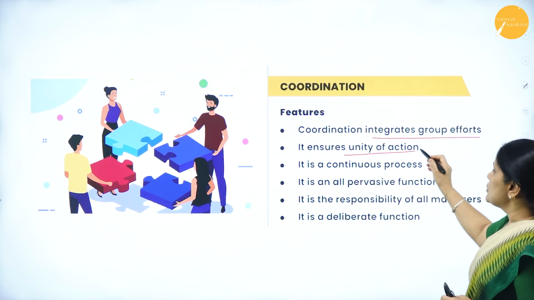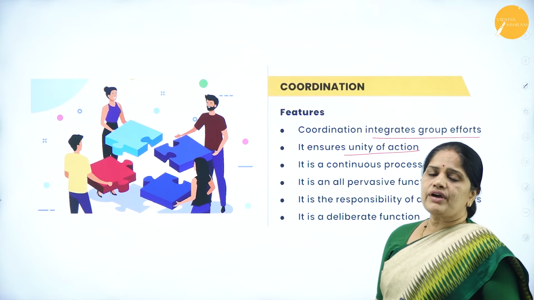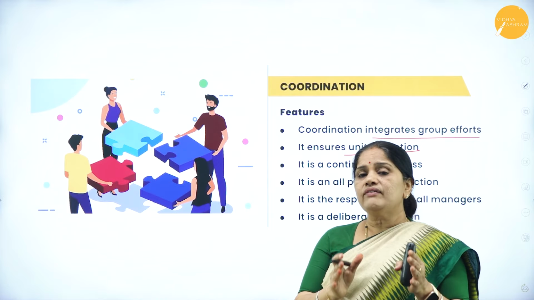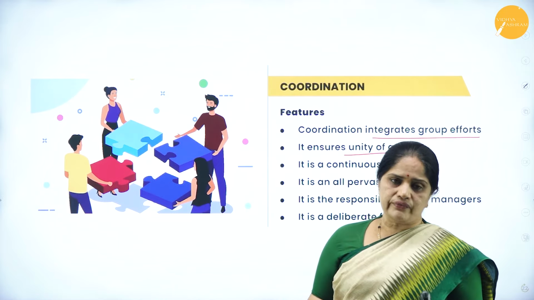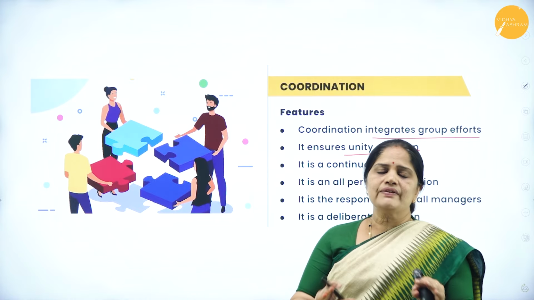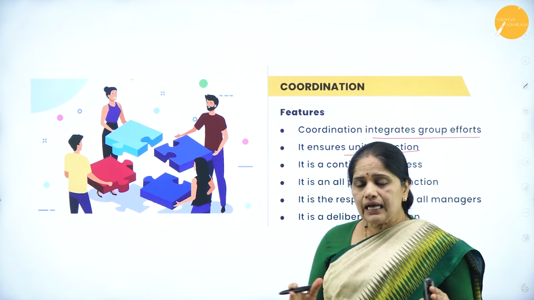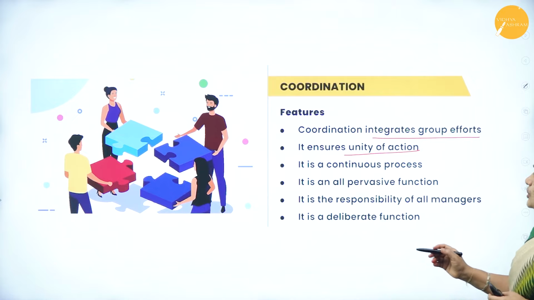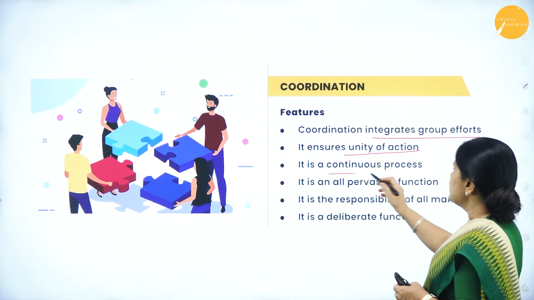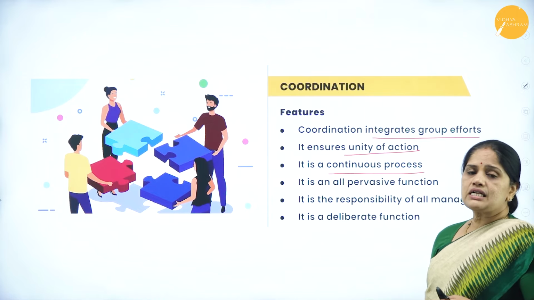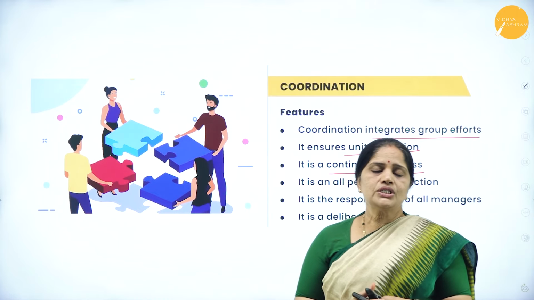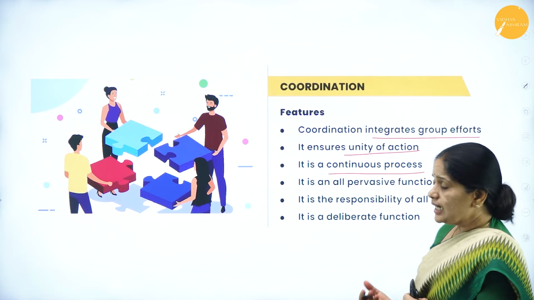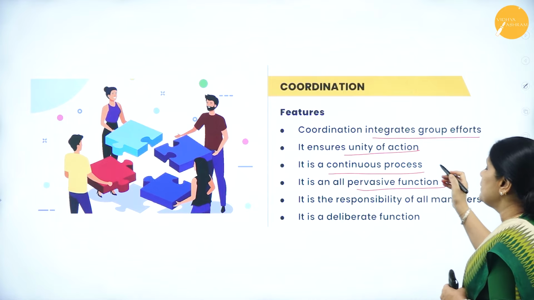That it ensures unity of action. So unity of action means each department will have its own goals and they have to have unity of achieving their own goals of the department. When each department achieves its own goals, then the entire organization will achieve its objective. So that is why we say that it ensures unity of action. Then it is a continuous process. So as long as there is work going on in the organization, we should see that there is coordination. So that is why we say that coordination is a continuous process and it is an all-pervasive function.